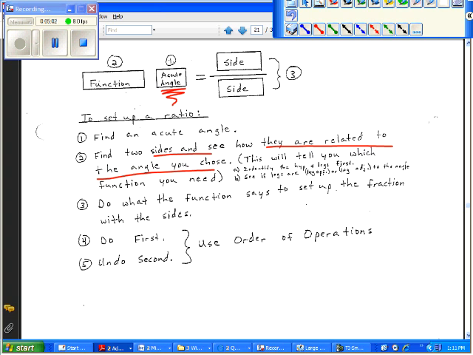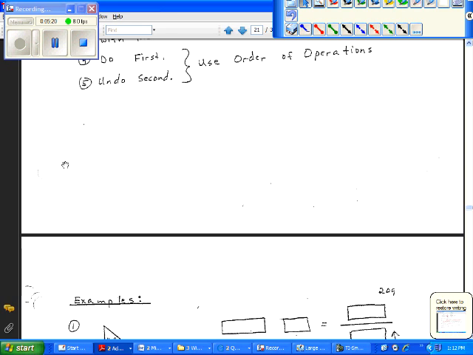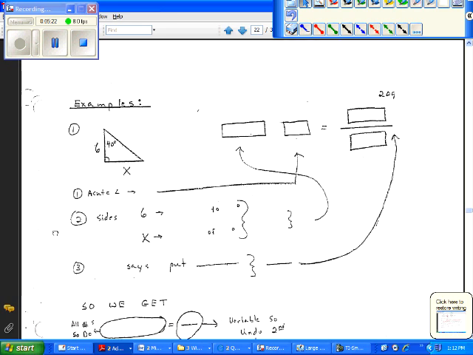So we'll look at the sides and go, oh, I've got leg opposite, leg adjacent. So that must be tangent, you see. So looking at how the sides are related to the angle tells us what function to use, and then we do what the function says to set up the sides. And I'm going to move on past that because you're going to have that memorized in your head faster than you can write it down.